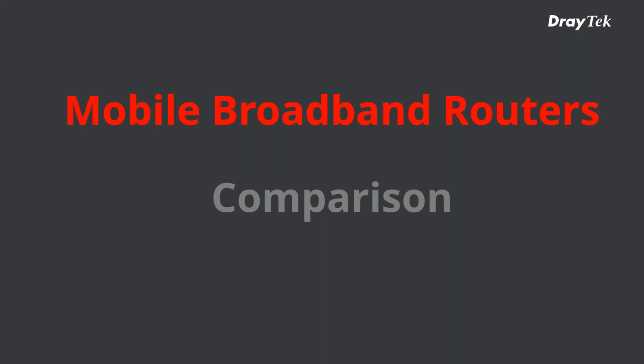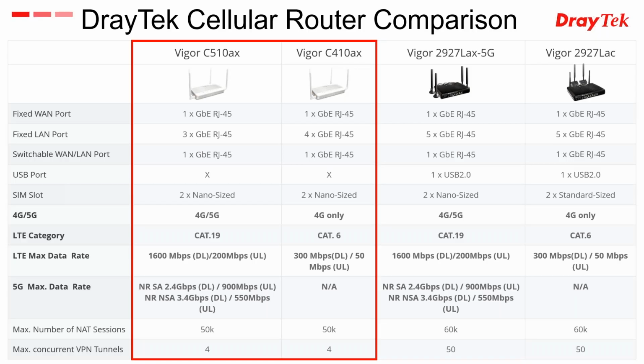Now, I would like to cover the mobile broadband routers that DrayTek offers, and it is important to emphasize that the main difference between the Vigor C510 and Vigor C410 is that they come with different LTE and 5G capabilities. So you can see two models highlighted here, and maybe I will just cover quickly everything we can see on the screen.